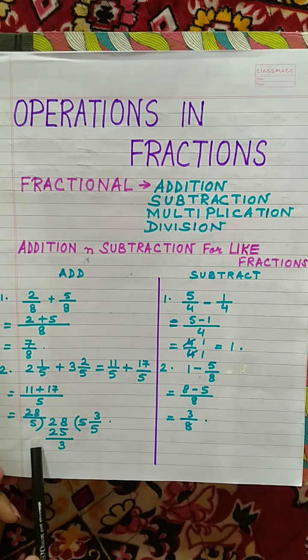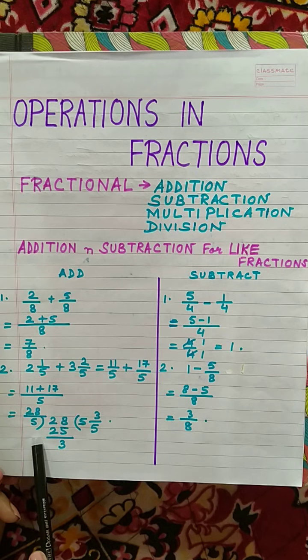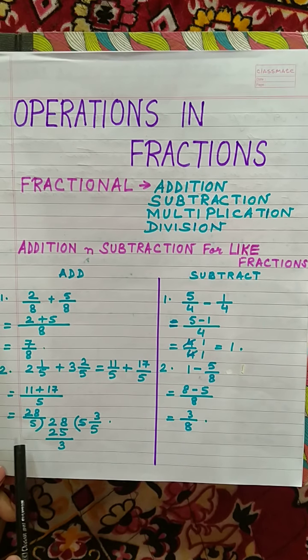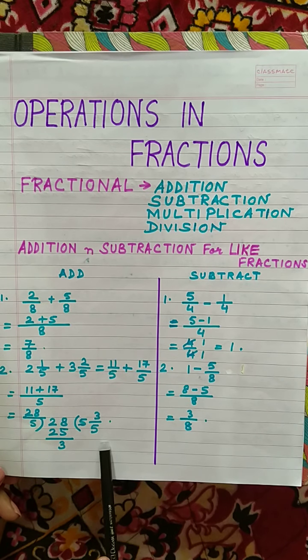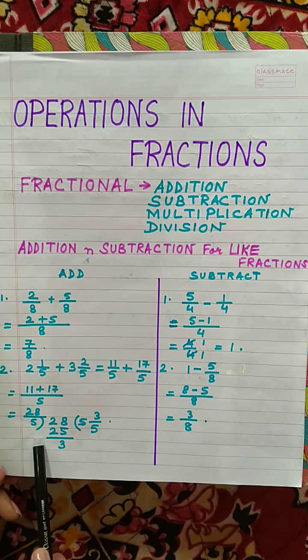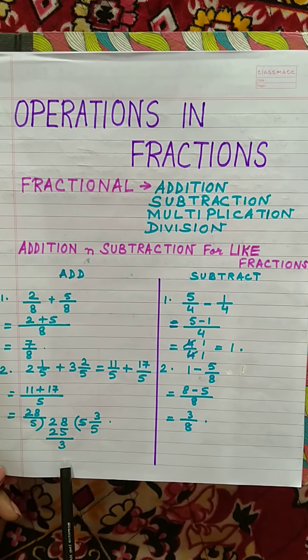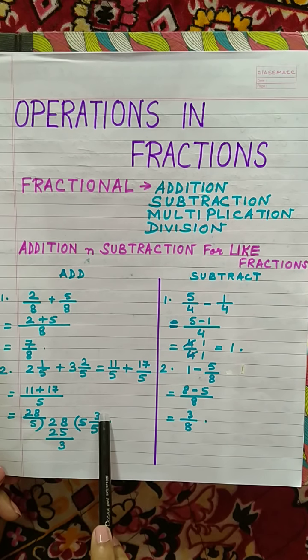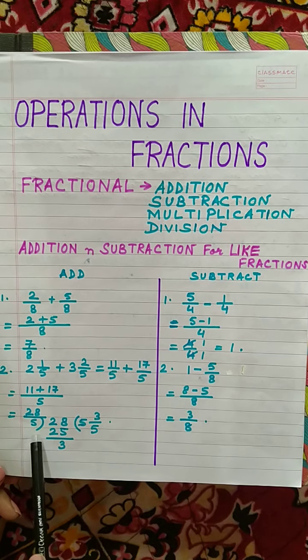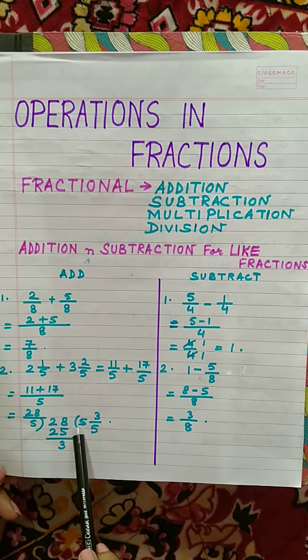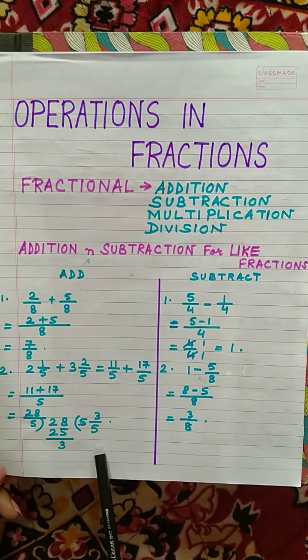Now 28 by 5 is an improper fraction and we cannot leave the answer in improper fraction. So we have to change it to a mixed fraction. How do we do that? We divide 28 by 5. 5 5s are 25, 3 remainder. This remainder goes up as numerator. Divisor comes down as denominator. So the answer is 5, 3 by 5.